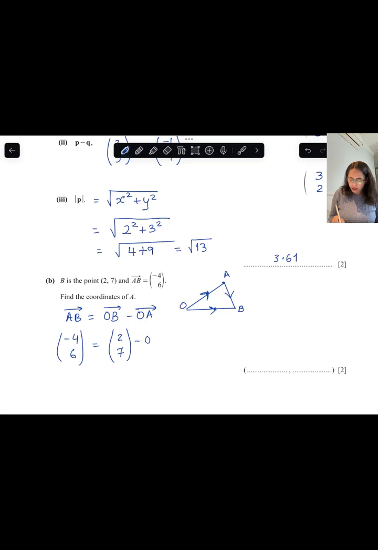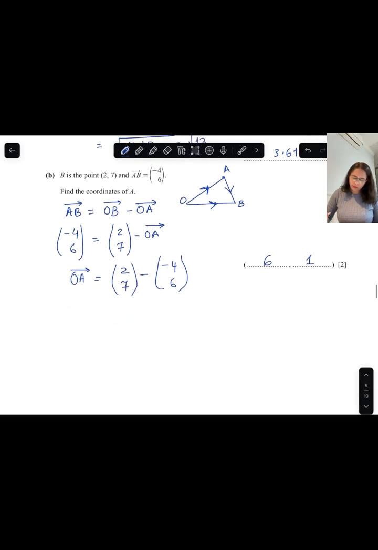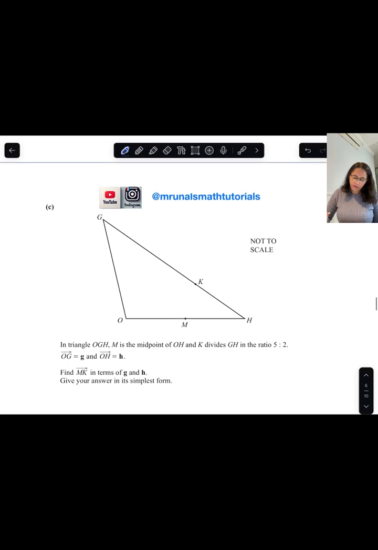And OA I need to work out. So let's make OA the subject. So this is going to be (2, 7) minus (-4, 6). Subtract the corresponding x's and y's. So that's going to be 6, and 7 minus 6 is going to be 1. That's about it.